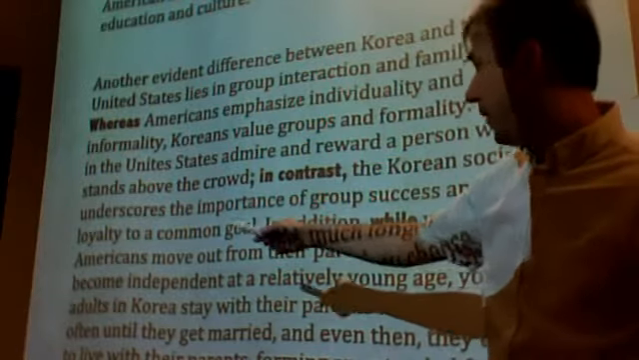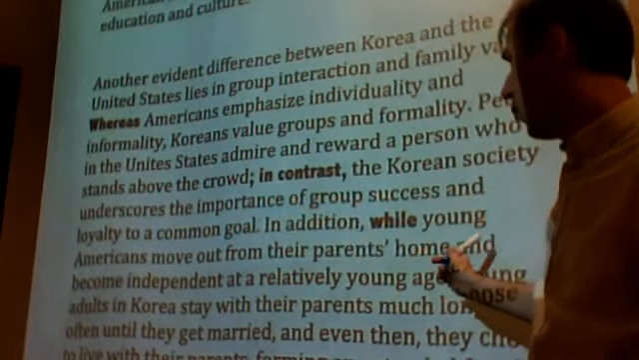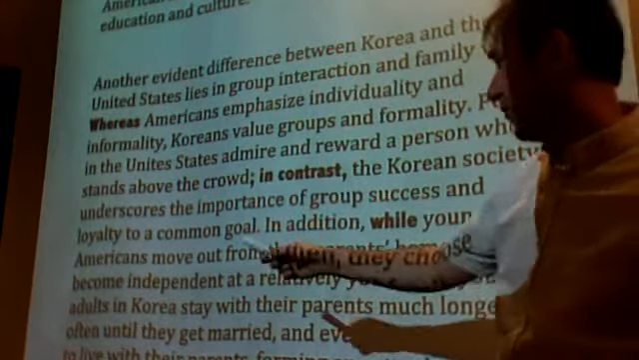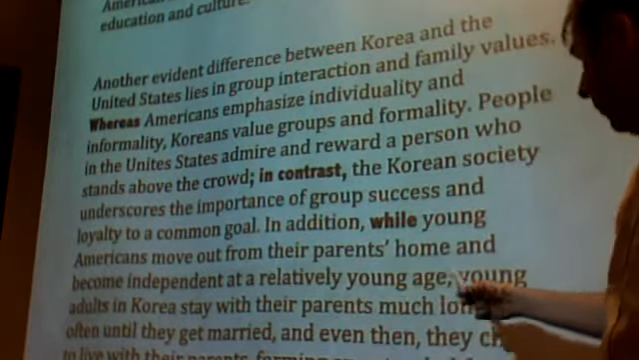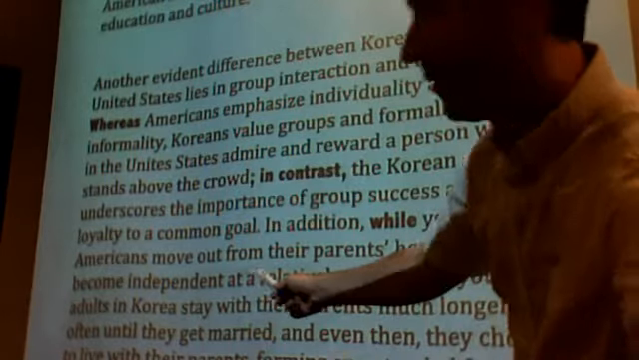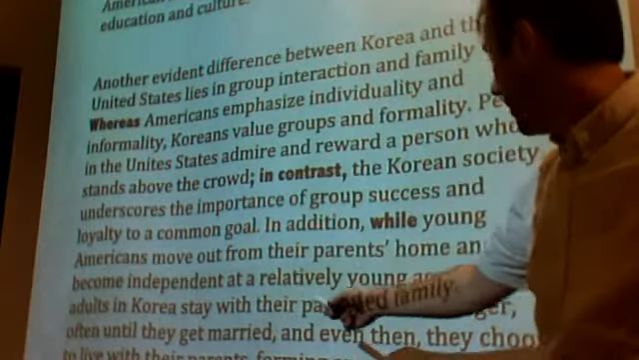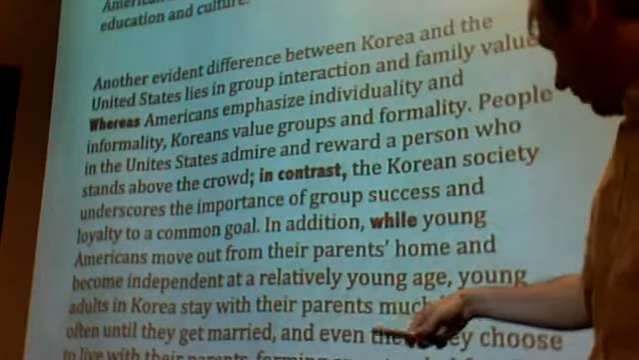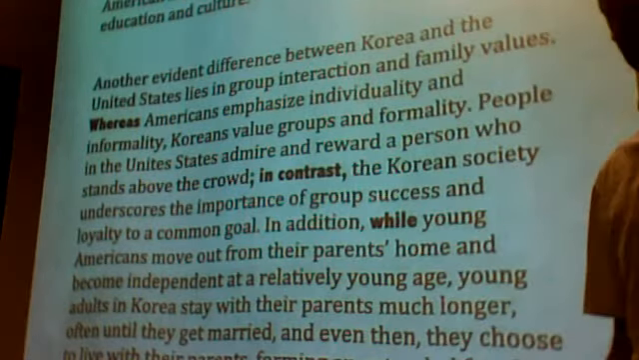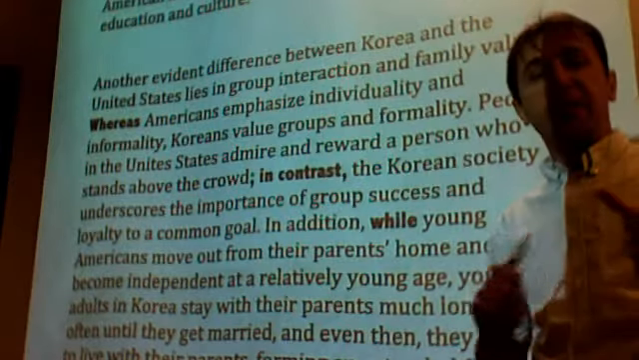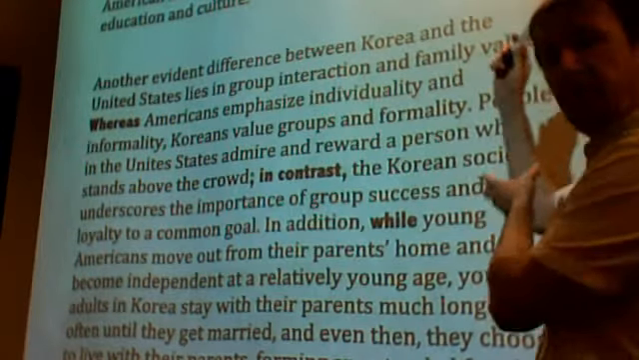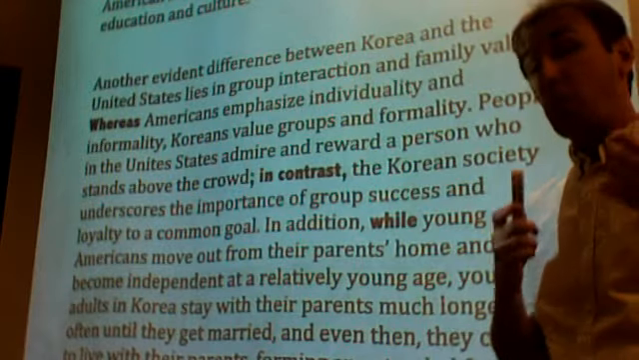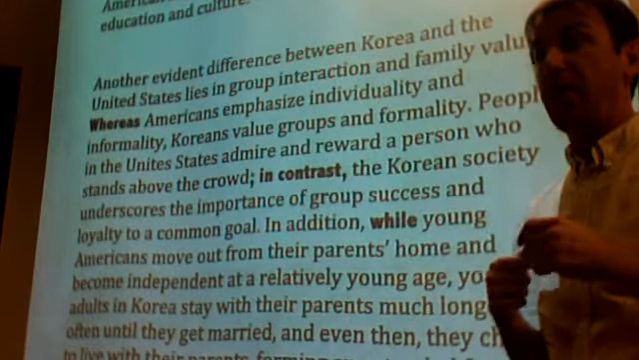While young Americans move out from their parents' home and become independent at a relatively young age, young adults in Korea stay with their parents much longer, often until they get married, and even then they choose to live with their parents, forming an extended family. So again, this is how you could develop a supporting paragraph within a comparison contrast essay.